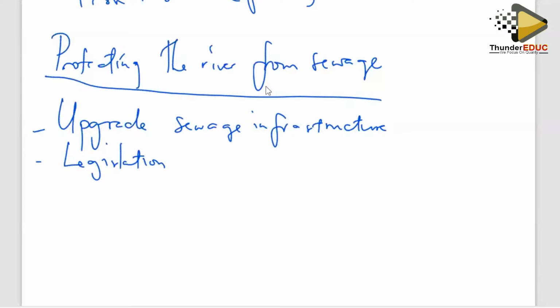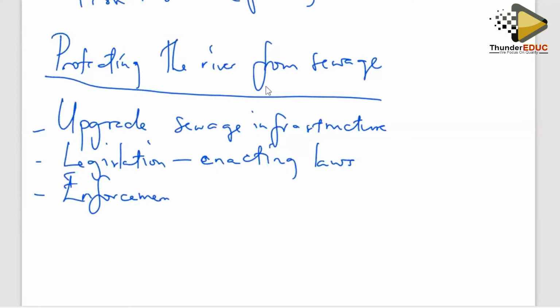Legislation here, we can start by enacting laws against sewer pollution in the rivers. The municipality will enact laws against the discharge and the disposal of sewage into the rivers. Then they also need to enforce the laws. It's not only about enacting the laws, there also needs to be enforcement of the laws to ensure that people abide by those legislations.